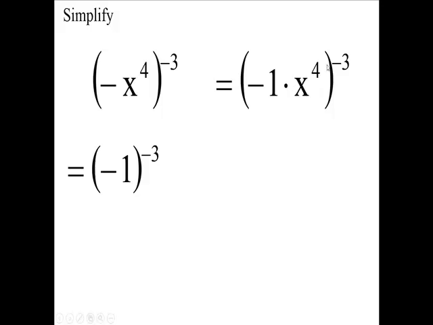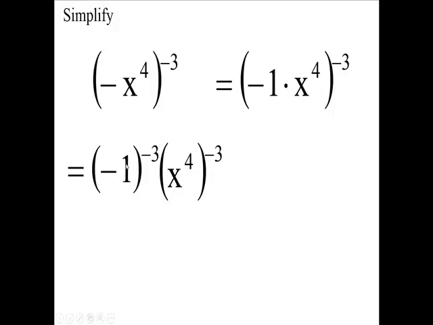Minus x to the fourth, in parentheses, to the minus 3 power, okay? Now this is really a negative 1, isn't it? It's negative 1 x to the fourth. Let me put a 1 right there, in front of x to the fourth. And then the exponent applies to the negative 1, okay? And the exponent applies to x to the fourth, okay? So I have negative 1 to the negative 3 power and x to the fourth to the negative 3 power.